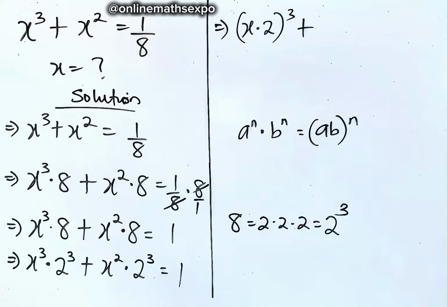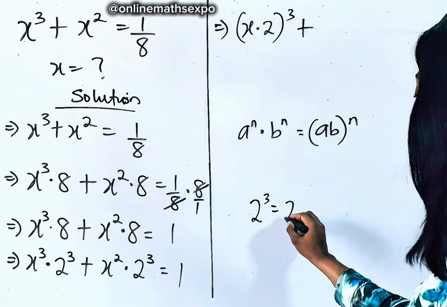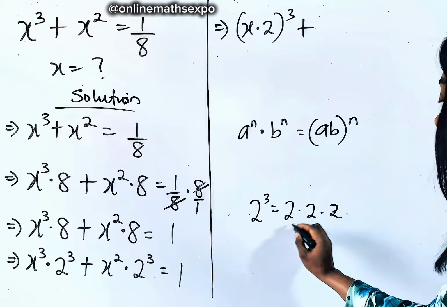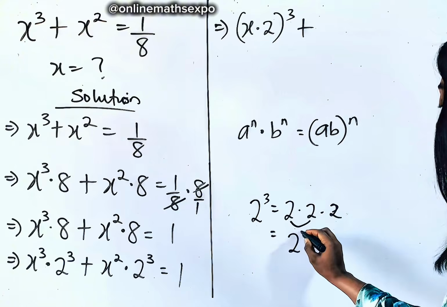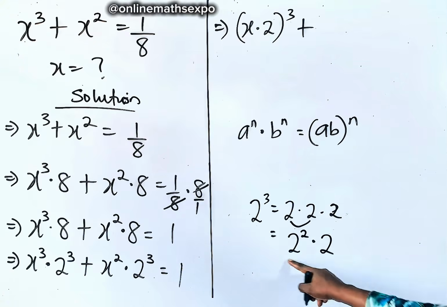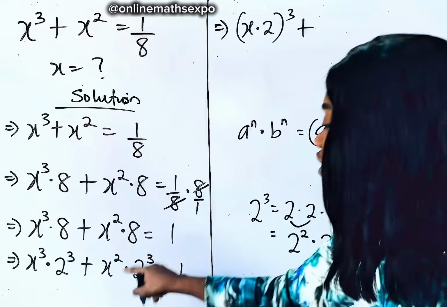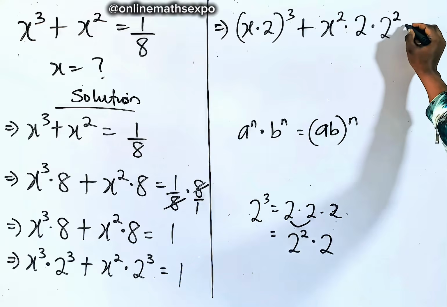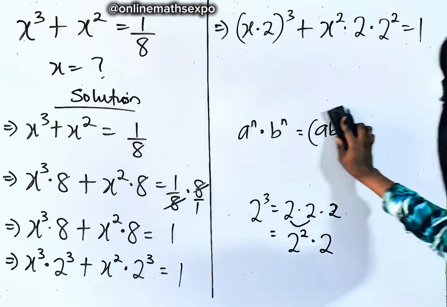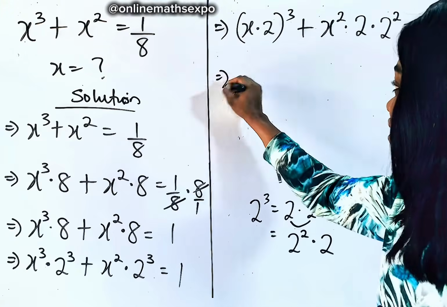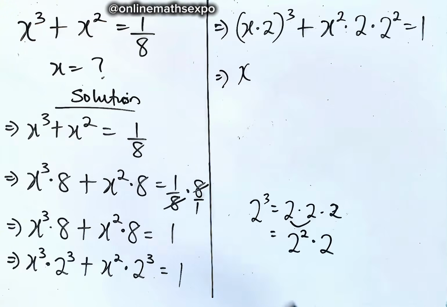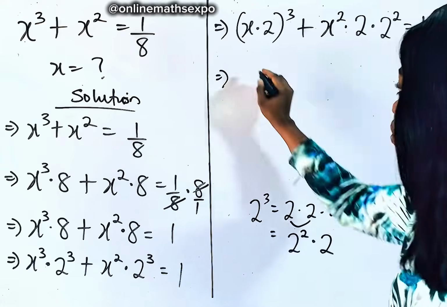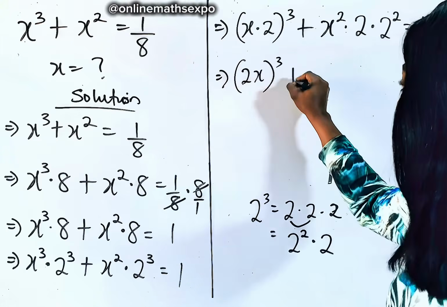But we need to remember that this 2 to the power of 3, we can rewrite it. 2 to the power of 3, as you know, is 2 multiplied 3 times. So you can also write this as 2 squared times 2, which will give you back this. So I can rewrite this to have x squared multiplied by 2 multiplied by 2 squared is equal to 1. Interesting. Now, what do you do next? This is giving us x, and if you multiply this, it gives you 2x. So we can quickly write 2x is raised to the power of 3 plus.